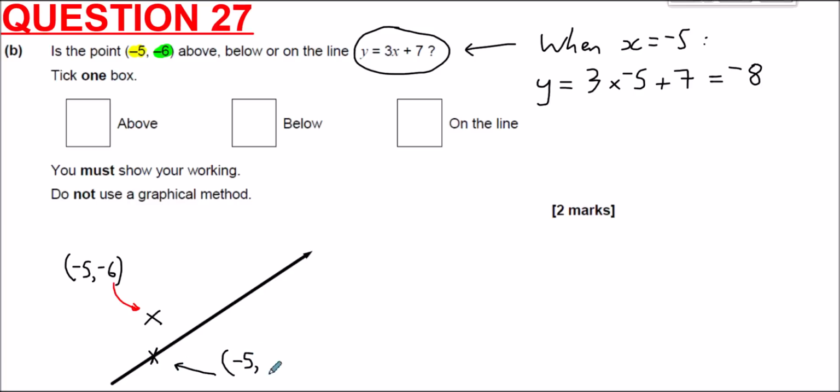When x is -5 on this line, y is -8. So this point here is actually above the line. If this were the line y equals 3x plus 7, the point we've been given is 2 units above, because -6 is less negative than -8. So -6 is slightly higher up than -8. So we need to tick above the line.